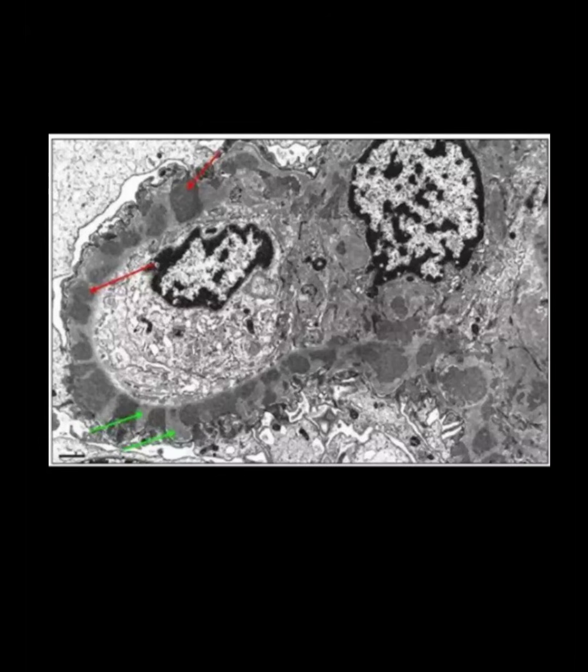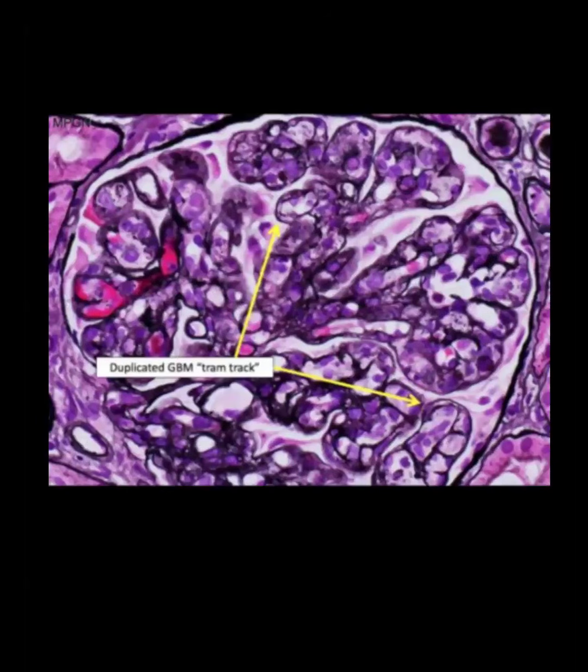What is the most common cause of secondary membranous nephropathy? Lupus nephritis, lupus nephritis class 5. The answer is good. It is written here. Yes, Dr. Izzat Abdal, you are very right, brother.